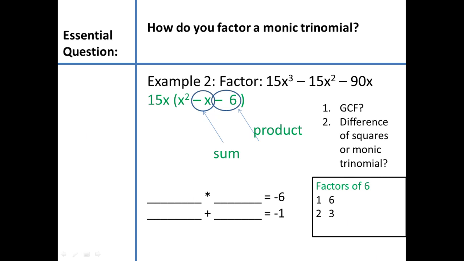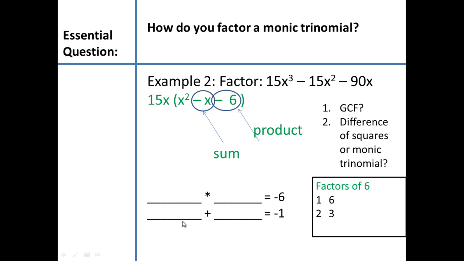What you want to do is ignore the negative for now, and just list out factors of 6. Luckily, there are only two pairs of factors of 6. You have 1 and 6, and 2 and 3. Then you look here. It says that you have to multiply to give you a -6. That means one of your numbers has to be negative.